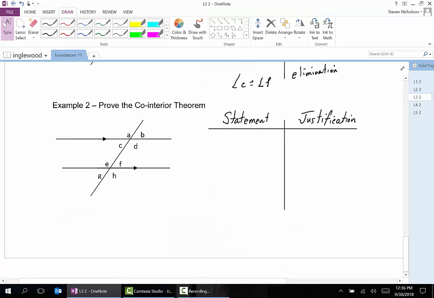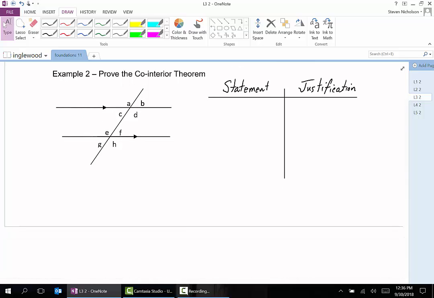One last one, and you might want to pause the video for a sec and try it yourself. But again, we want to prove the co-interior. So it doesn't matter which one you pick, the D and the F are co-interior or the C and the E are co-interior. So we have to show that those two things add up to 180 degrees.